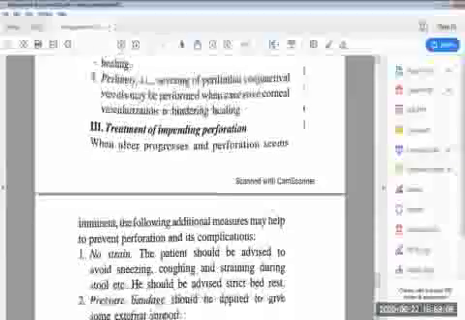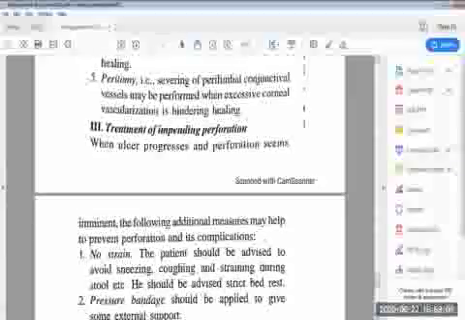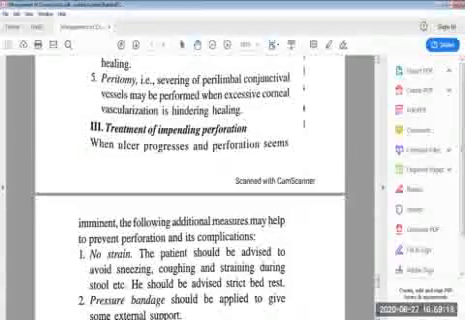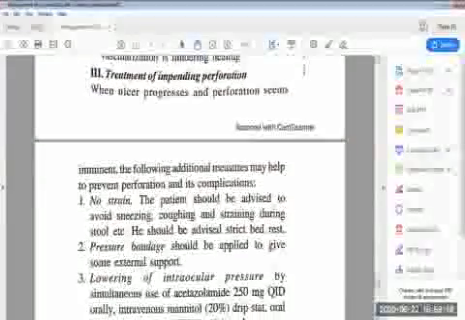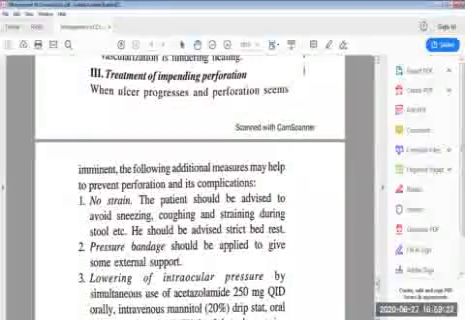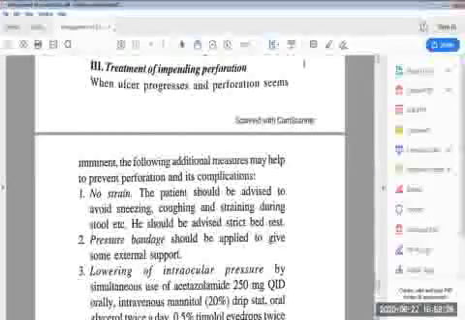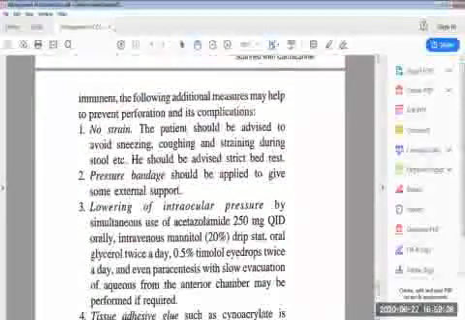Then peritomy. The severing of perilimbal conjunctival vessels may be performed when excessive corneal vascularization is hindering the healing. Then next is the treatment of impending perforation. When the ulcer progresses and perforation seems imminent, the following additional measures may help to prevent perforation and its complications.